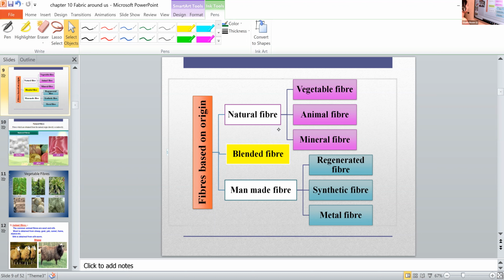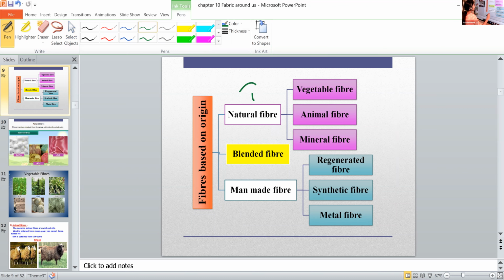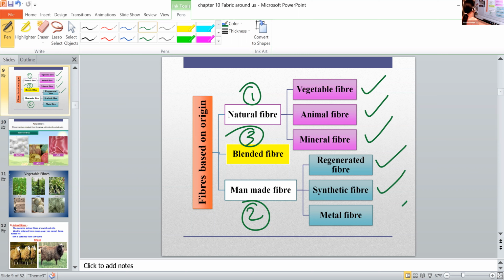Then one more is there, that is blended fiber. So on the basis of origin, we classify the fibers into three: natural fiber, man-made fiber, and blended fiber. The natural fibers are again classified into three: vegetable, animal, and mineral fibers. Then man-made fibers: regenerated fiber, synthetic fiber, and metal fiber. Is it confusing, Reina? Okay. So one more is there, that is blended fiber.